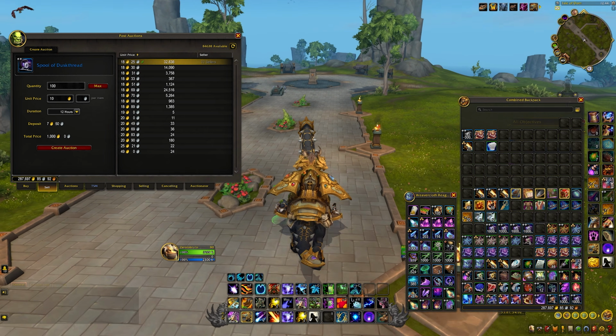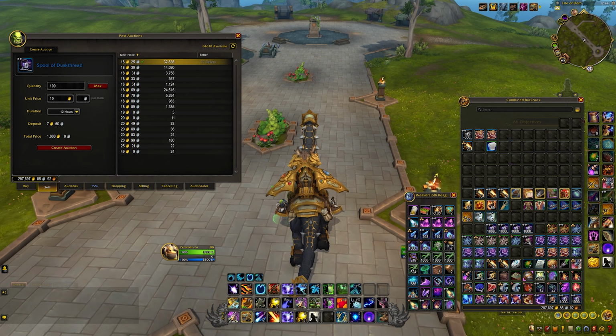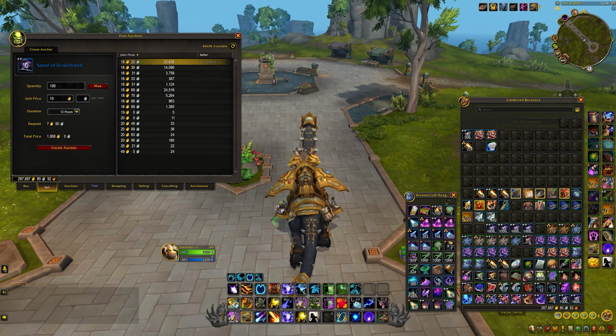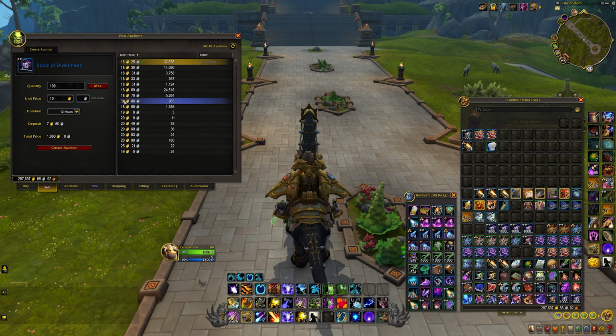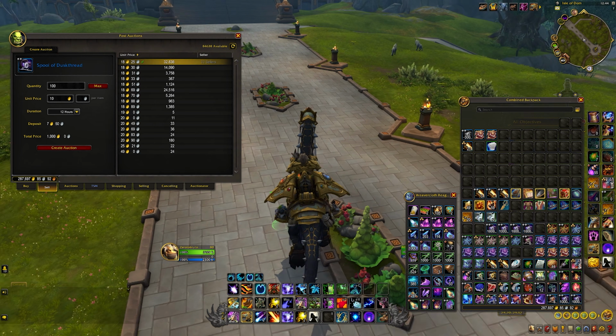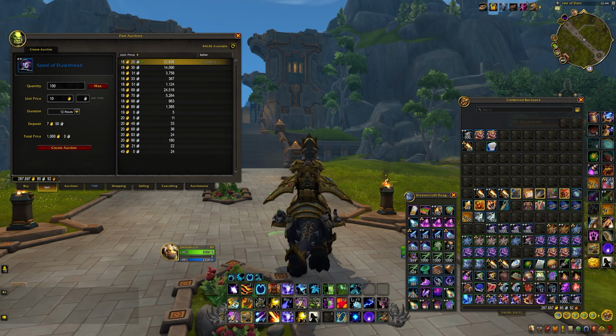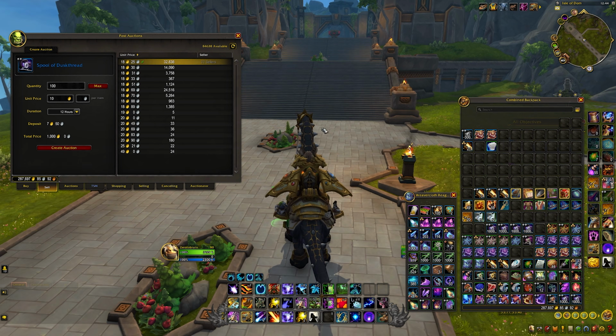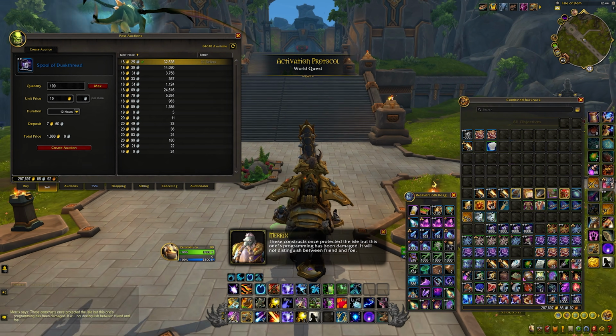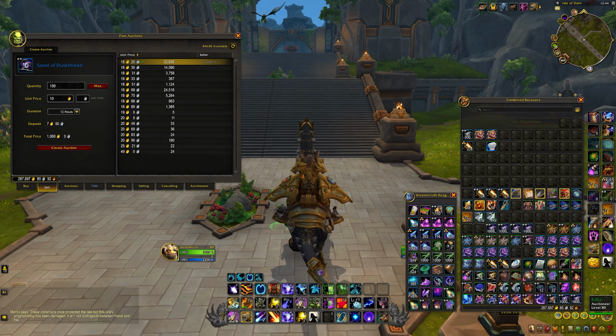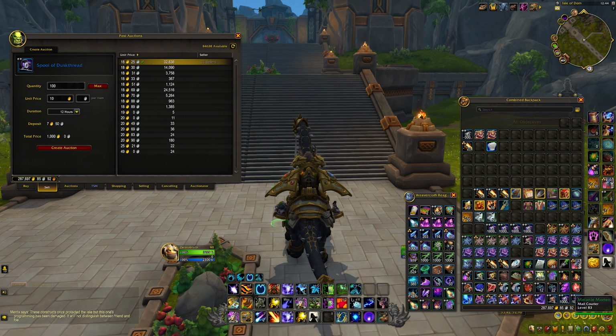So that is also very important when you're calculating profits: the auction house will take 5% off whatever you sell. That combined with the deposit fees can a lot of the time mess up your profits if you do not take those into consideration when you're crafting or selling items on the auction house. So it's really important to know.